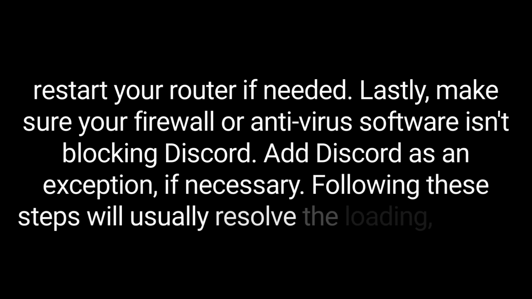Following these steps will usually resolve the loading chunk failed error and get Discord working again.